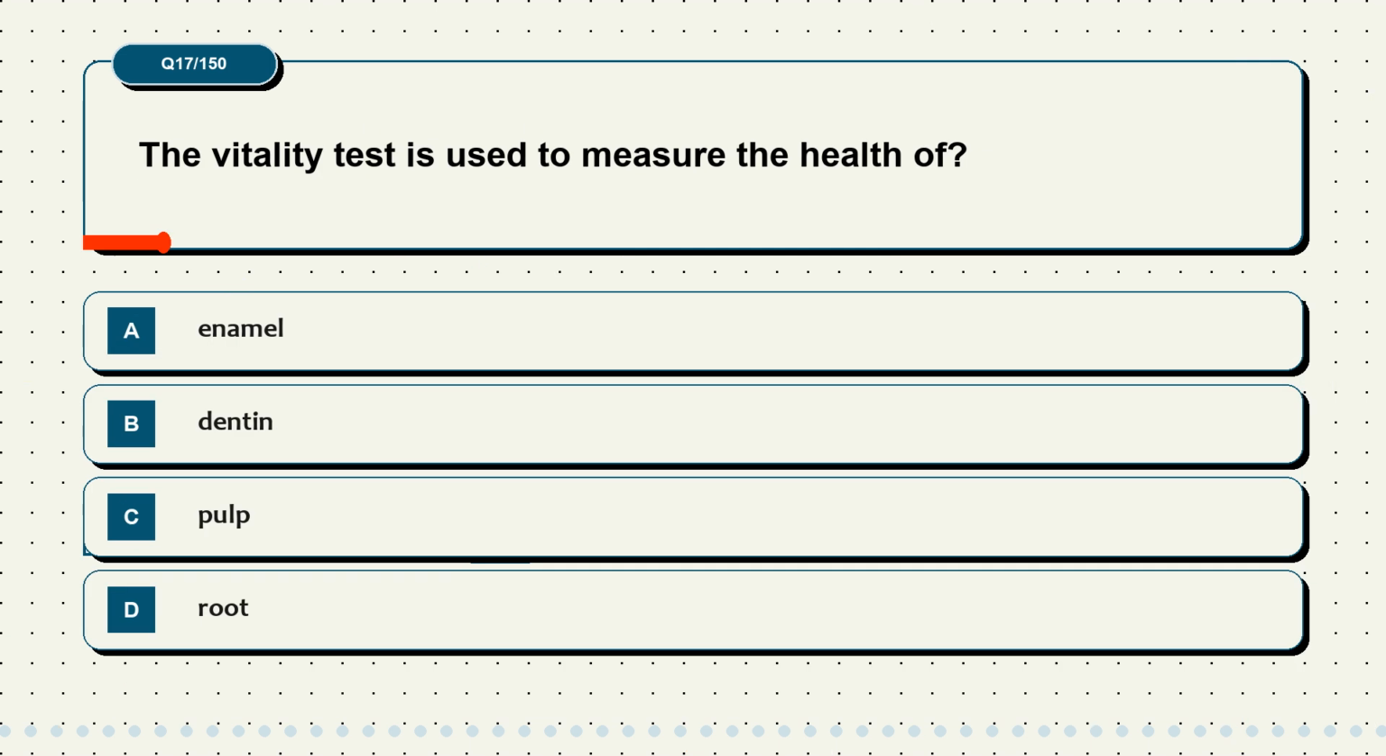Question 17. The vitality test is used to measure the health of? Here are the options. Option A, enamel. Option B, dentin. Option C, pulp. Option D, root.